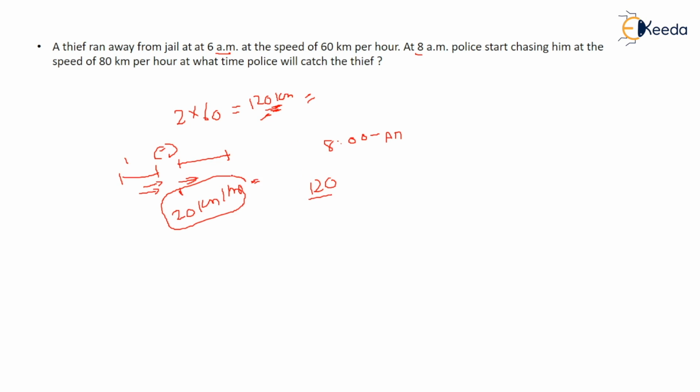Relative speed means new speed because they are running in the same direction. So you will divide by 20. So in 6 hours the police will catch the thief. So 8 plus 6, that means 14. So 14 hours means what? In clock it means 2 p.m. So at 2 p.m. police will catch the thief. Okay, more simple, you just need to apply the logic, right? You have to make the clock same. After that everything is same. After that the thing becomes very simple in this type of question.